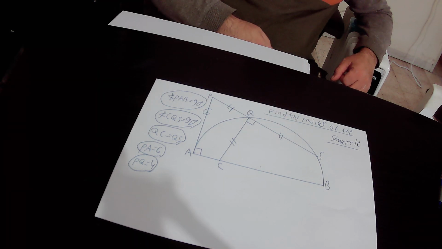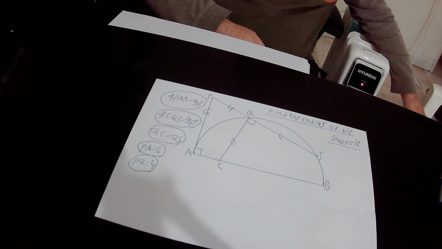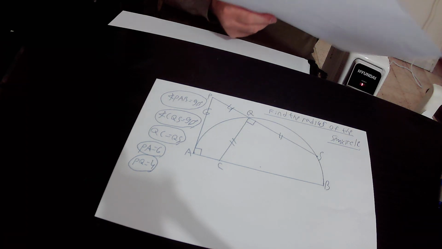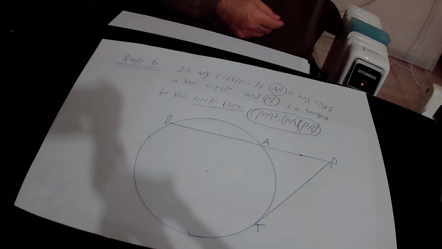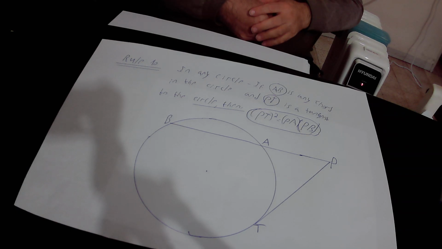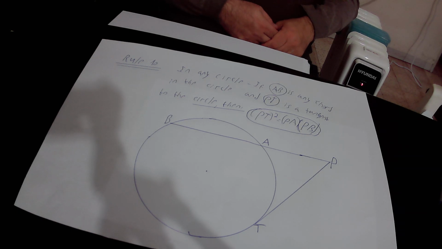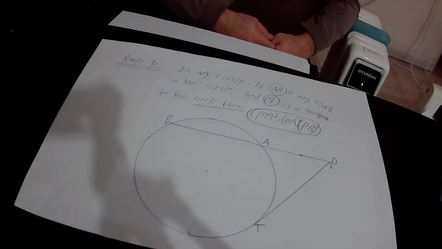Okay, so first of all I will present to you a new rule, and we will implement the new rule in our drawing. The new rule is rule number 10. According to rule number 10, in any circle, if AB is any chord in the circle and PT is tangent to the circle, then the following equation is true.